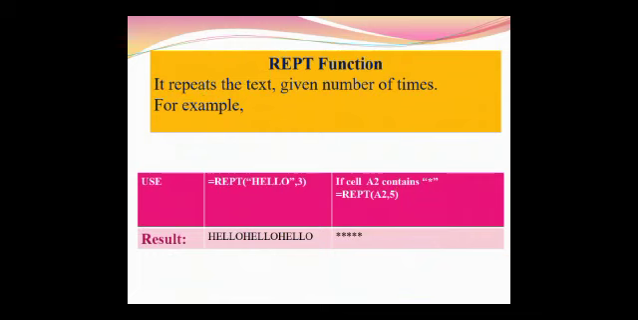Now if cell A2 contains asterisk character, you want to repeat asterisk character given number of times, that is 5 times. So you will write equal to rept in bracket A2 comma 5. So asterisk character will be repeated 5 times, but no space will be there in between these characters.